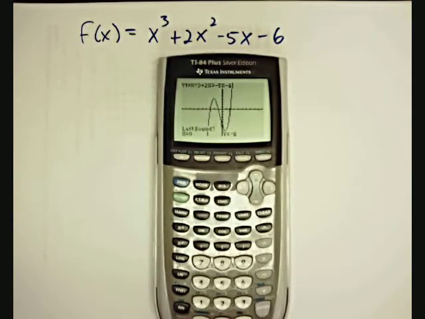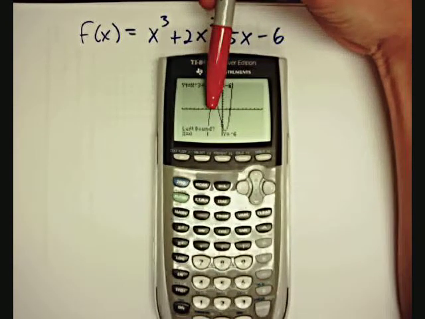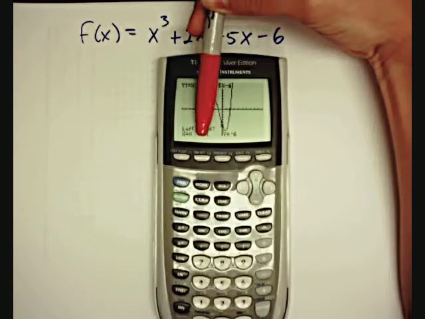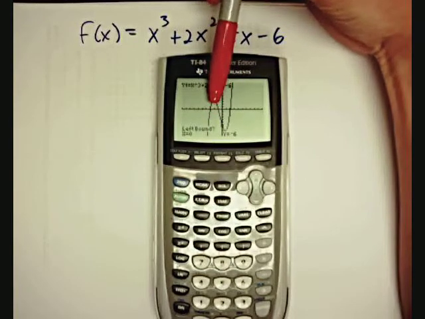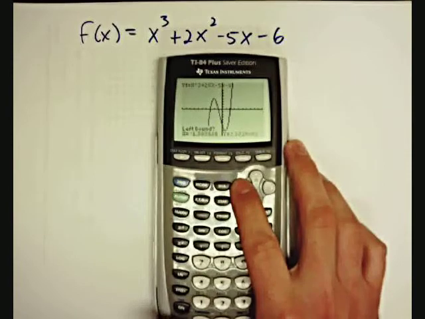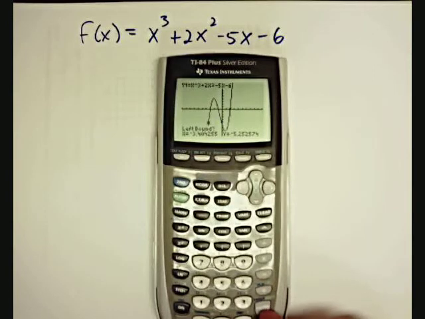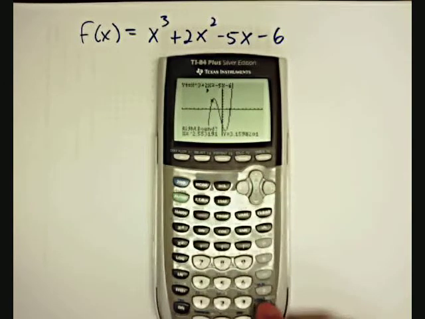By left bound and right bound, what that means is if your x-intercept is here, you want to go to the left, where your graph is down here, and you also want to go to the right, where your graph is up here. So for the left bound, I'm going to move my cursor over here, anywhere below the x-axis, and press enter. And then for the right bound, I move my cursor to the right, anywhere up here, and press enter.